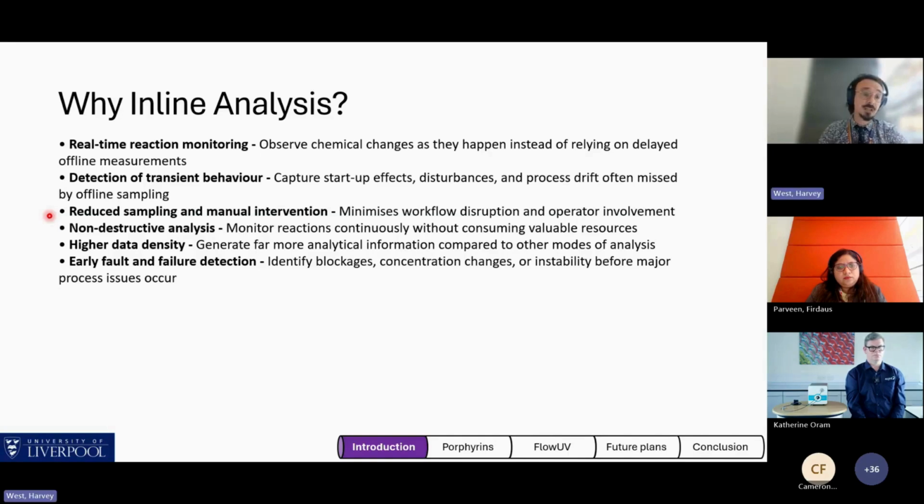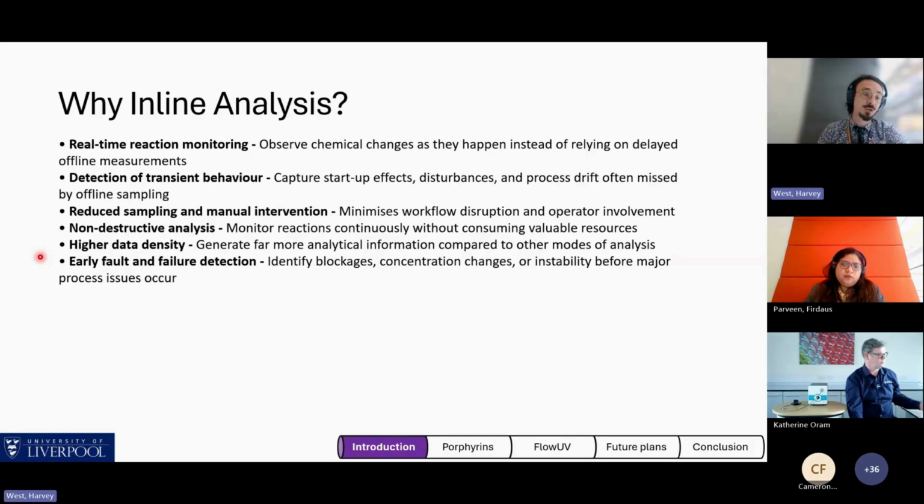Something that may be of particular interest to those in, say, the pharma fields, or people working with expensive or dangerous chemistries, is the fact that these are non-destructive analytical methods as well. We've got access to a significantly higher data density as well, and that can afford us an awful lot of data to do number crunching offline or even real time, informing our future decisions much faster.